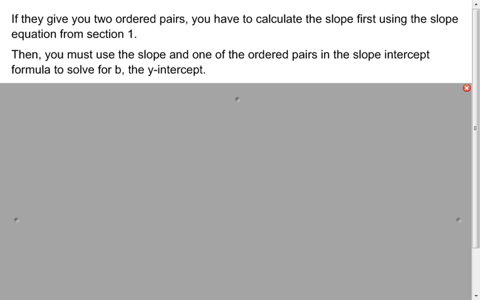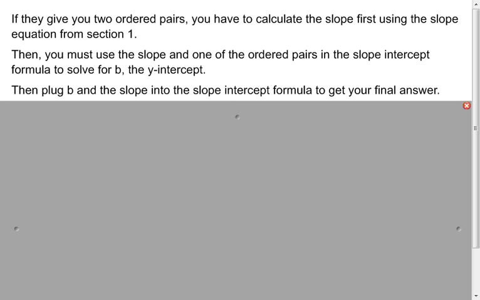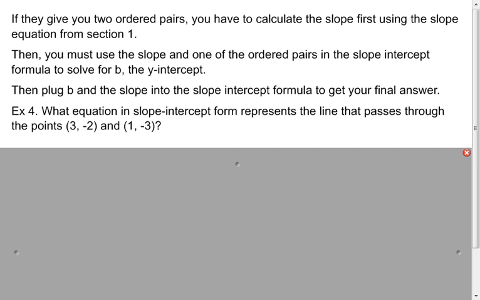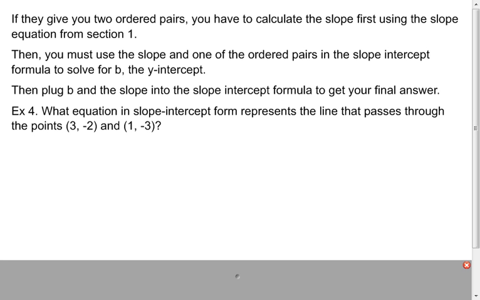After you calculate the slope, you have to use the slope and one of the ordered pairs that they gave you. It doesn't matter which ordered pair, you just pick one of them, and plug the slope and the ordered pair into the slope-intercept formula. The only thing you'll have left that's missing is the b, so you can solve for b. Once you figure out what b is, plug b and the slope back into the slope-intercept formula to get your final answer. So there's a couple of steps here, so we'll do one to make sure you've got it.